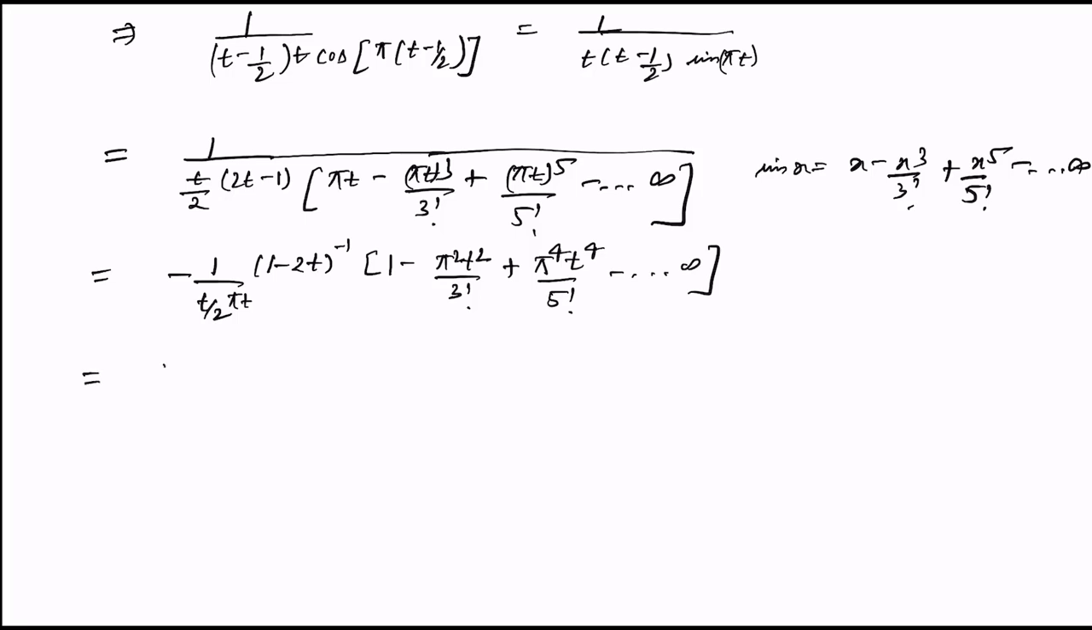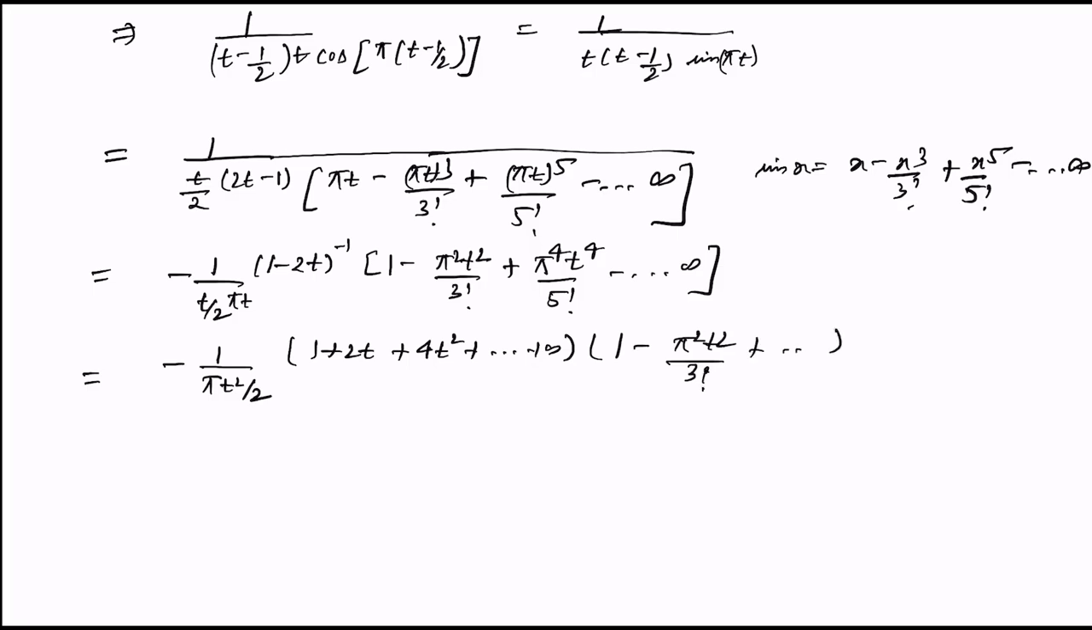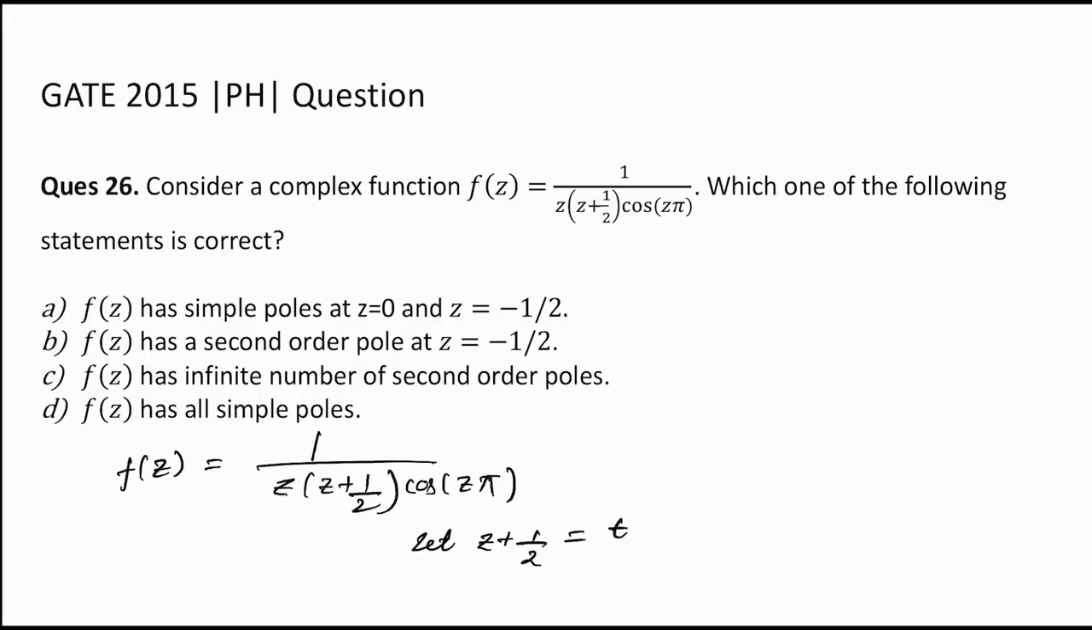Now we can write this using the binomial expansion, which gives us 1 plus 2t plus 4t square up to infinity. Similarly, we have this term. Now the expansion is good enough up to this point. Suppose this is equation 2, and this was equation 1 maybe.